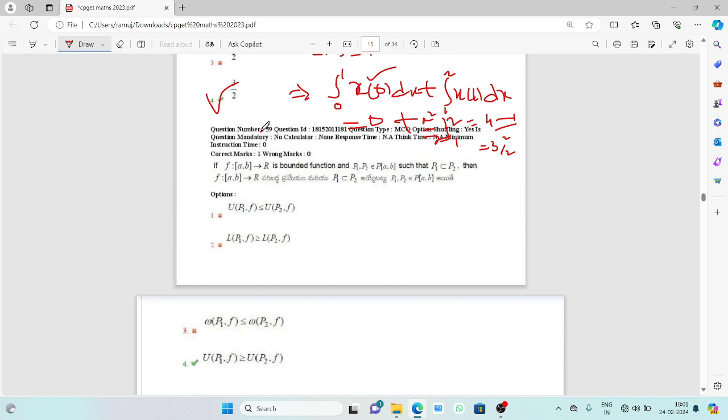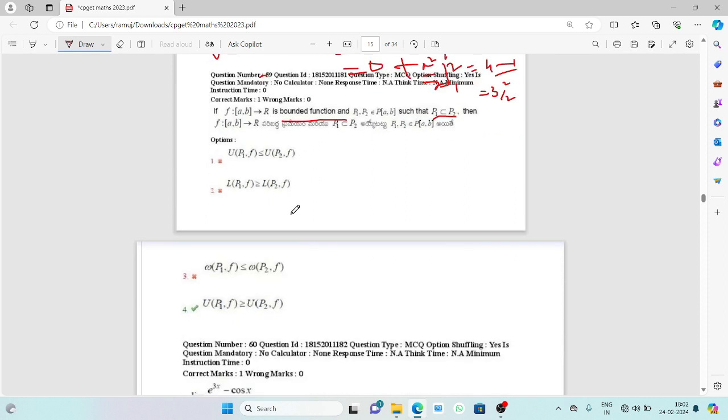The 59th one is: if function f from the closed interval a comma b to R is a bounded function, and P1 and P2 are two partitions such that P1 is a subset of P2, then which one is true? He provided some conditions and is asking which one is satisfied by these partitions. By using these conditions, we have a direct statement.